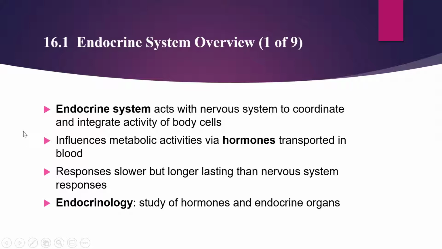The endocrine system acts with the nervous system. It doesn't act alone. They coordinate and integrate the activity of body cells. The endocrine system influences metabolic activity via hormones transported in the blood. The responses here are slow, but longer lasting than those of the nervous system. The messenger itself, the hormone, is delivered in the bloodstream, and it takes a while for the effect to come up. Endocrinology is the study of hormones and endocrine glands.